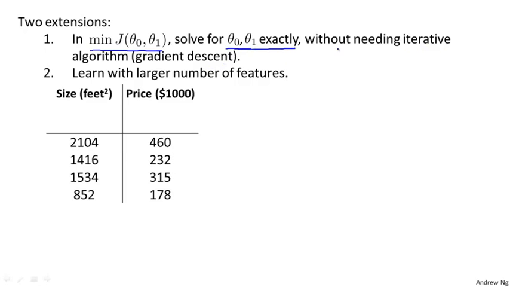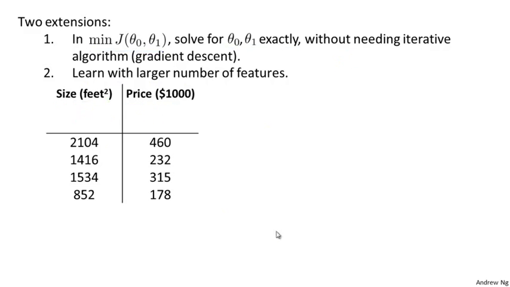One advantage is that there's no longer a learning rate alpha that you need to worry about and set, so it can be much faster for some problems. We'll talk about its advantages and disadvantages later. Second, we'll also talk about algorithms for learning with a larger number of features. So far we've been learning with just one feature, the size of the houses, and using that to predict the price. So we're trying to take X and use that to predict Y.